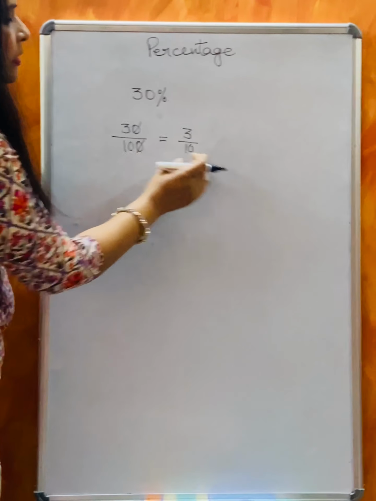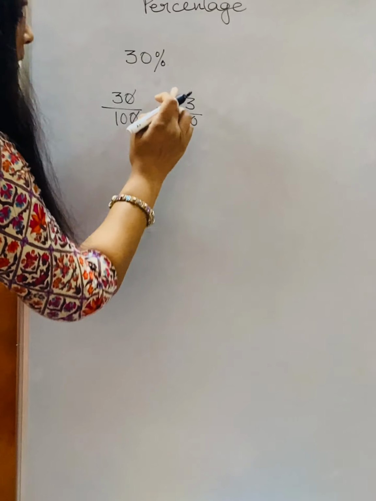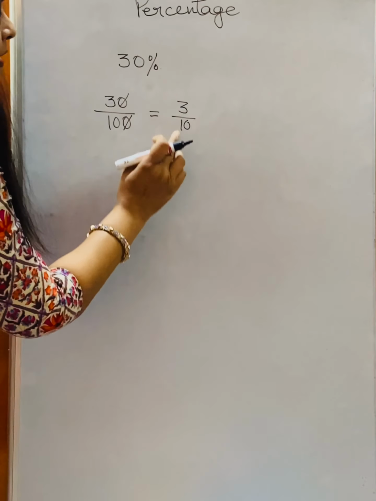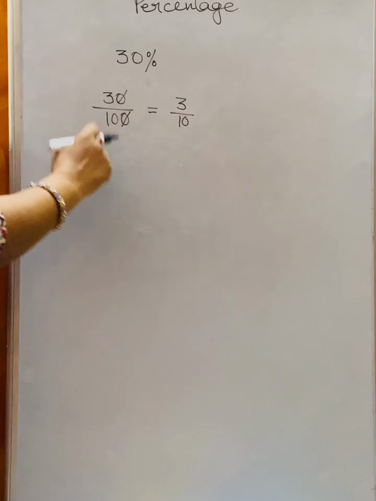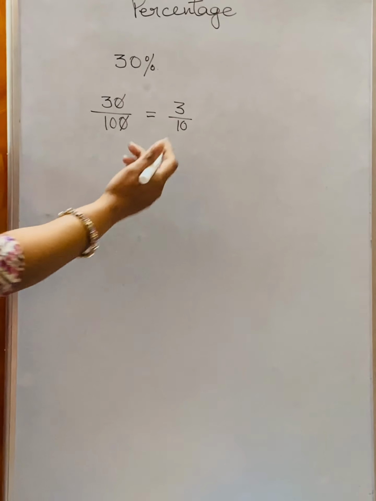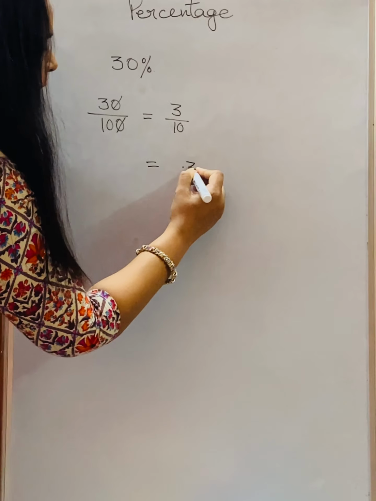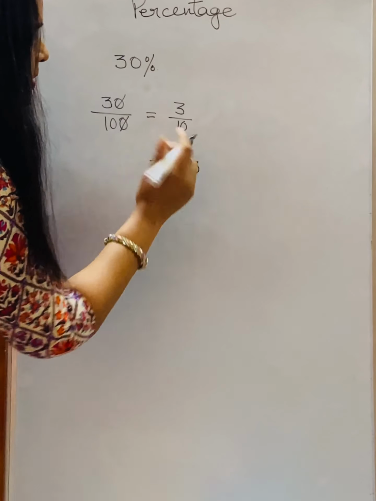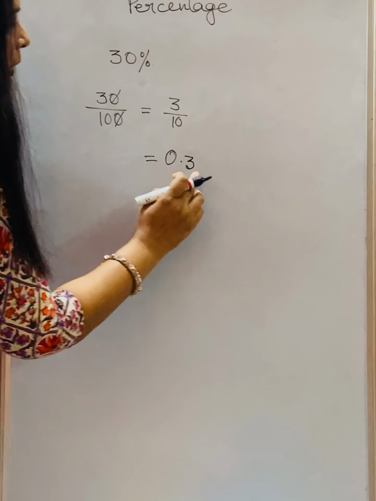Now we can convert this 3 by 10 into a decimal by dividing 3, that is the numerator, by the denominator. And we know how to divide the numerator by denominators that are 10 or its powers. We will simply add a decimal point before 3, as we have only a single 0 in the denominator. It comes out to be 0.3.